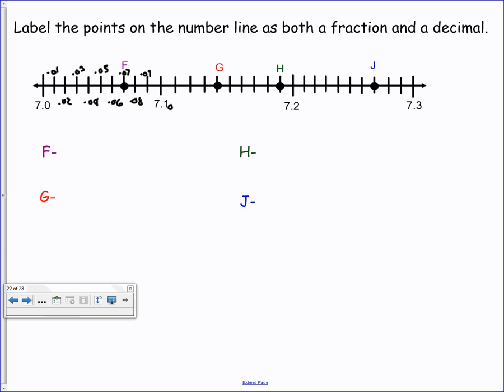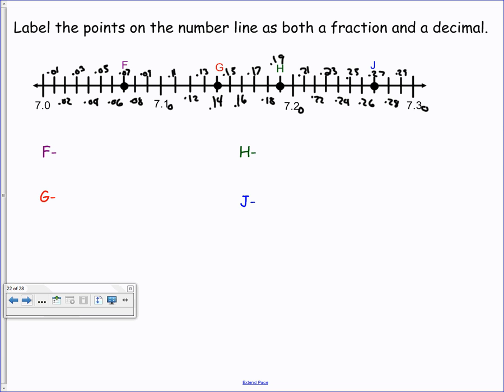Let's go ahead and just finish labeling this out. 11, 12, 13, 14, 15, 16, 17, 18, 19, 20, 21, 22, 23, 24, 25, 26, 27, 28, 29, and 30. Alright, easy enough there.